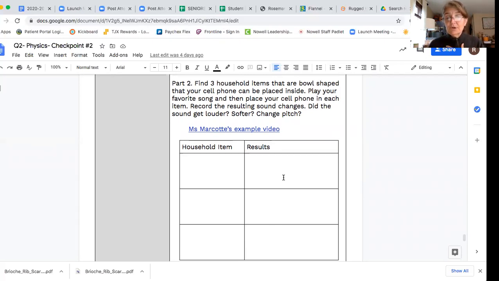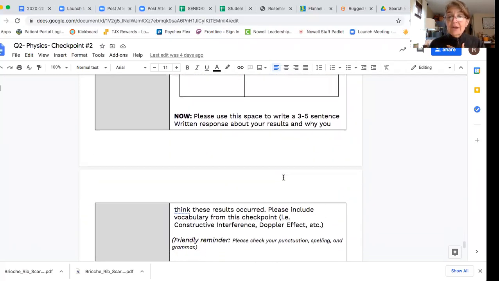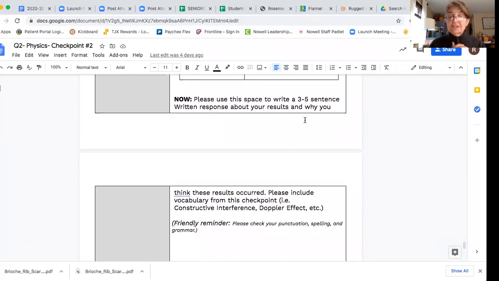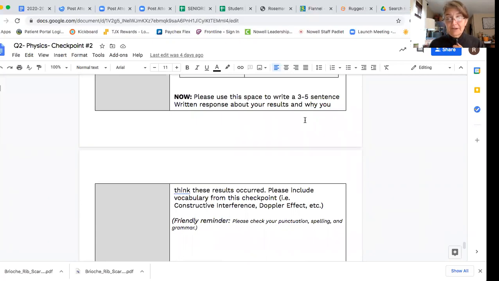And here's where you're going to record your results and then write a 3 to 5 sentence written response on why you think this might have happened, and using some of the things that you learned in this checkpoint, interference and Doppler effect, okay? Remember, with all written responses, check your punctuation and spelling and grammar, okay?